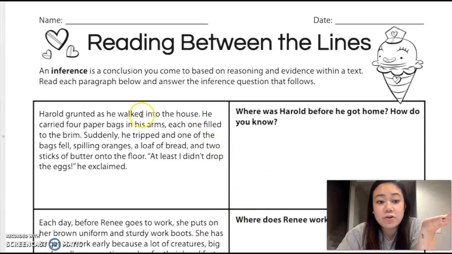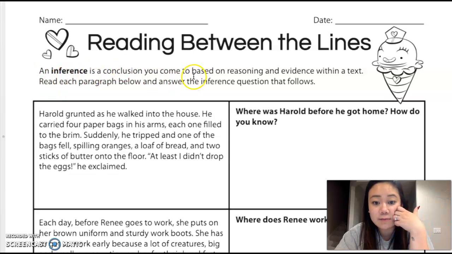So let's read the directions. An inference is a conclusion you come to based on reasoning and evidence within a text. Read each paragraph below and answer the inference questions that follow.